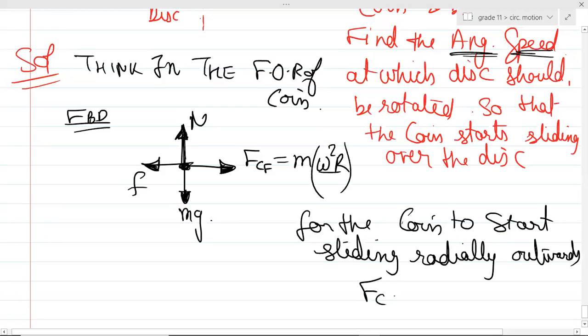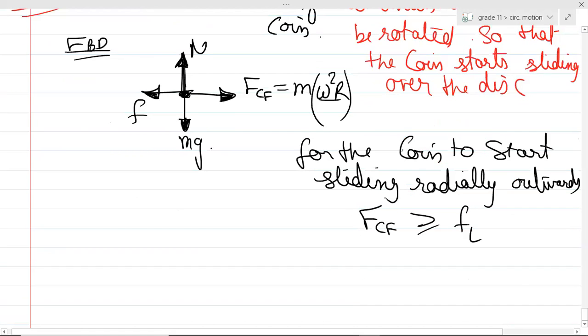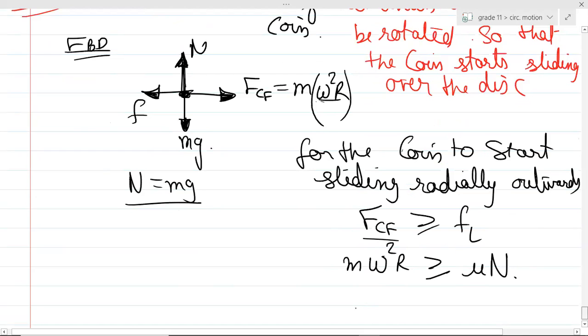This centrifugal force should be greater than or equal to the limiting force. For the coin to start moving radially outward, the centrifugal force should be greater than the limiting friction. And what is the centrifugal force? Centrifugal force is m omega square r, which should be greater than or equal to the limiting friction. The limiting friction is equal to mu into N. And can you see N is equal to mg in this case? So this will be m omega square r is greater than mu mg.